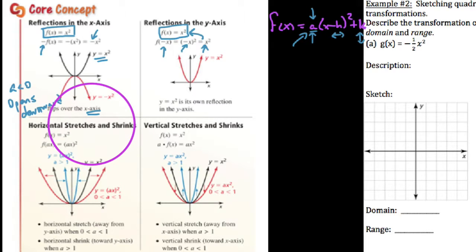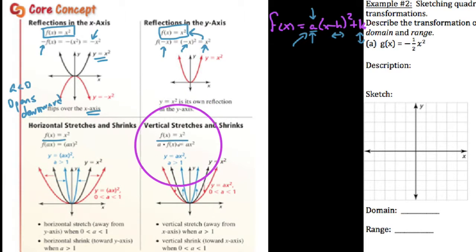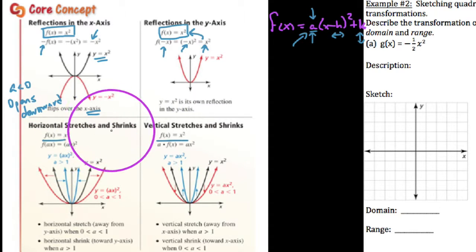Okay, so now, stretching and shrinking. What we've known in the past is, given some parent function, of course we're looking at the quadratic parent function f of x equals x squared, if we want a horizontal stretch or a shrink, then we need to multiply our x values by some constant a. So what you see here, and hopefully you can see this, is f of a times x.